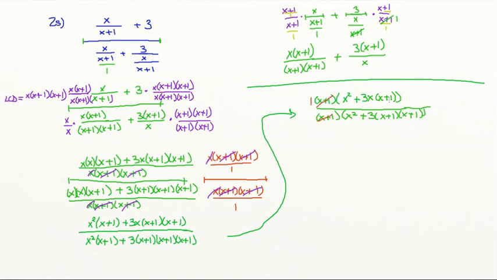So I'm going to rewrite this, multiply out my brackets. 3x times x is 3x squared. 3x times 1 is 3x. X plus 1 times x plus 1, remember to FOIL it. Let's just simplify.